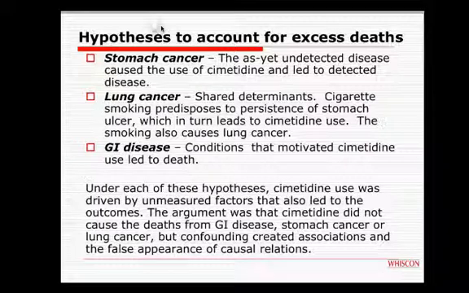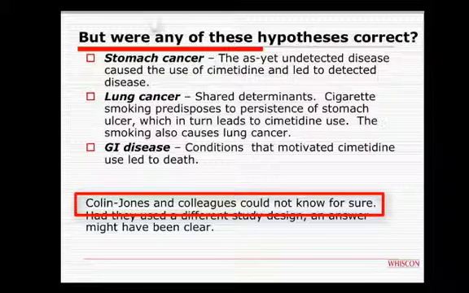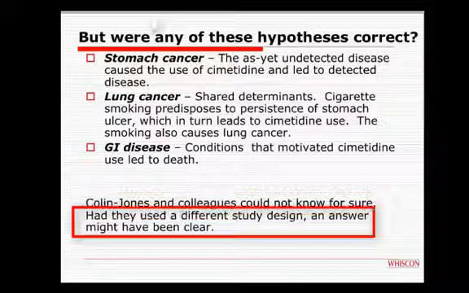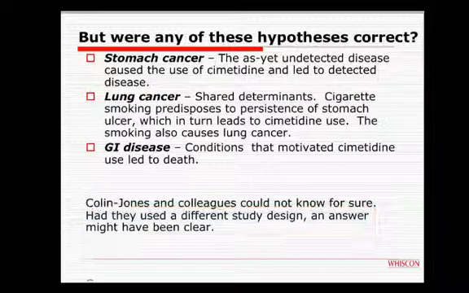Under each of these hypotheses, they suggested that there were unmeasured factors that led to cimetidine use and also caused the outcomes. They argued that cimetidine did not cause the deaths from the stomach cancer, the lung cancer, or the GI disease, but that these associations were created entirely by confounding. But were they correct? They couldn't know on the basis of the data that they had. However, had Colin Jones and others used different study designs, they might have been able to address these ideas directly.